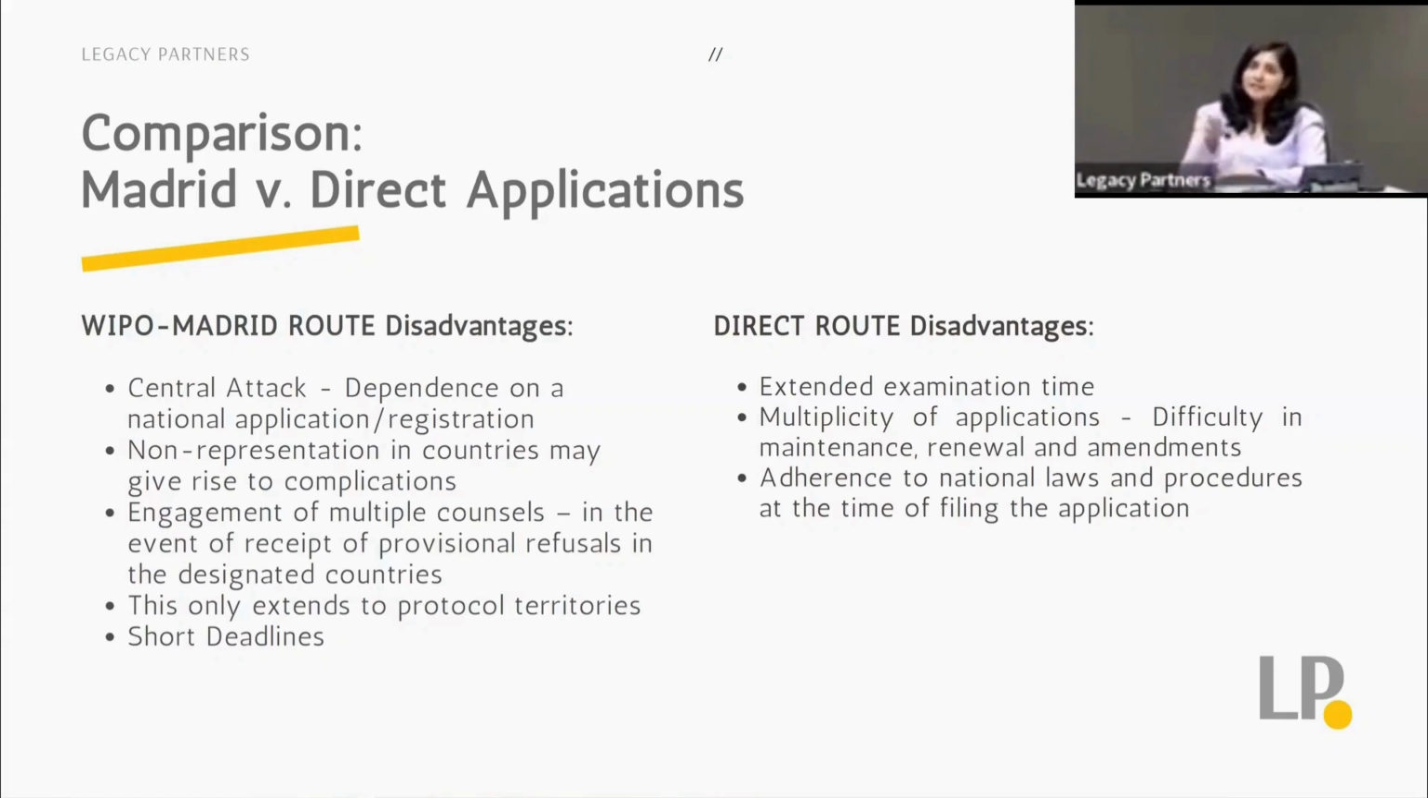But there are some territories where descriptiveness is still okay. For example, you can use "bottle" for bottles. So descriptive terms are still okay. But if a person has registered something called "bottle" for bottles before you, they would still be given weightage regardless of whether or not it's descriptive. So this is more difficult compared to the Madrid route, where you can uniformly protect your mark in several jurisdictions at once.